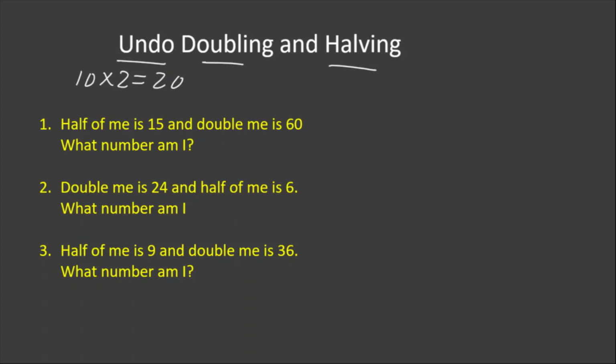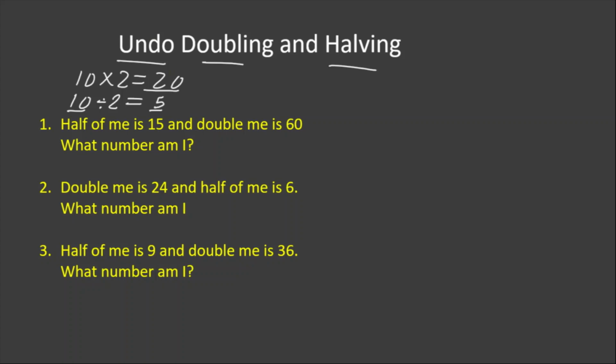And when we want to halve a number, we want to divide it by 2. We will take the same number. When we want to find half of 10, we will divide it by 2. So 10 divided by 2 is 5. Double 10 is 20 and half of 10 is 5. This is how we can double and half.